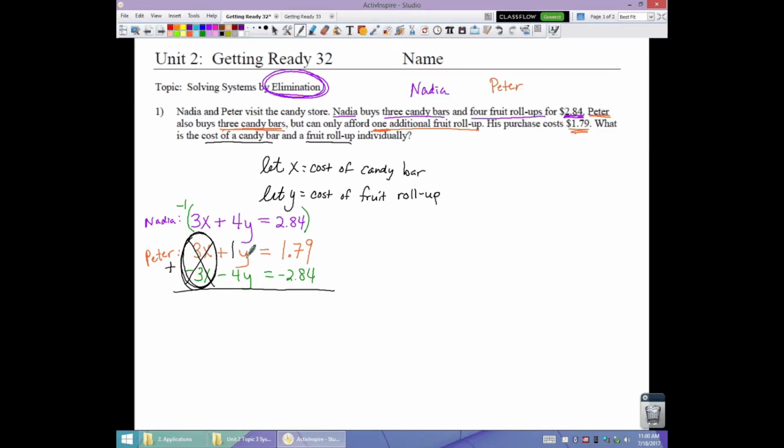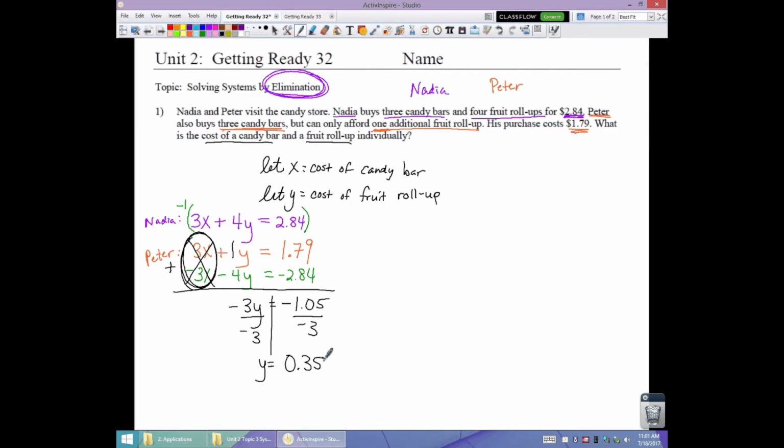Then we have this 1y minus 4y is -3y. And we have $1.79 minus $2.84 is -$1.05. So solving that little one-step equation, divide both sides by -3, y is equal to 35 cents.